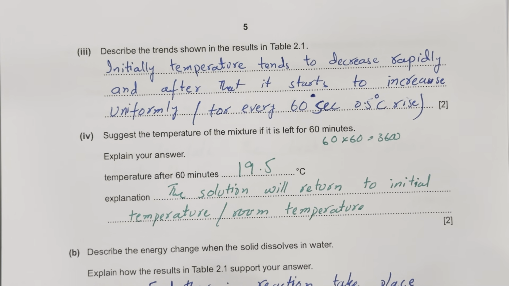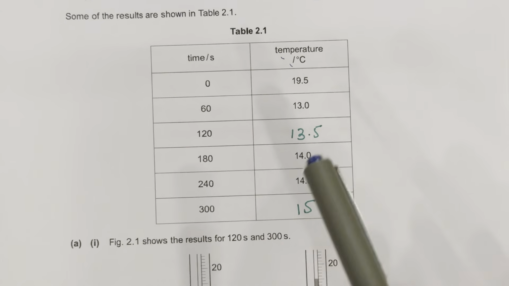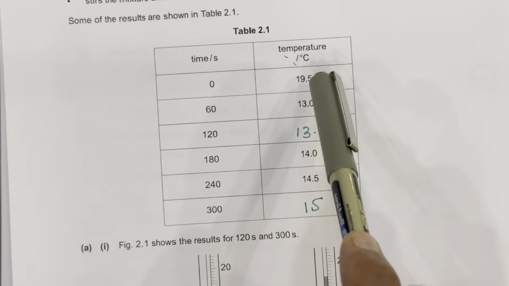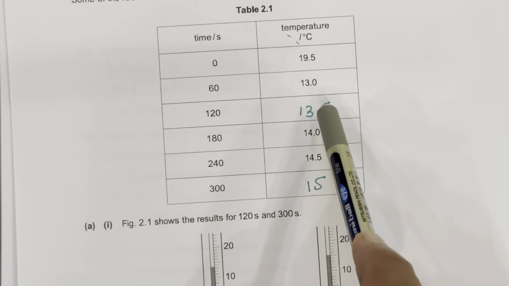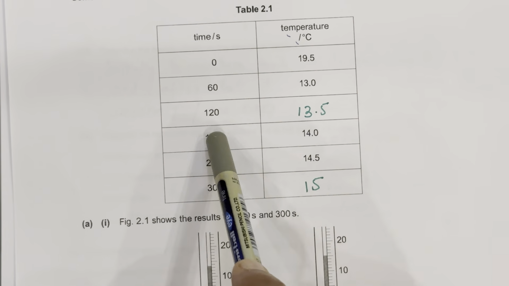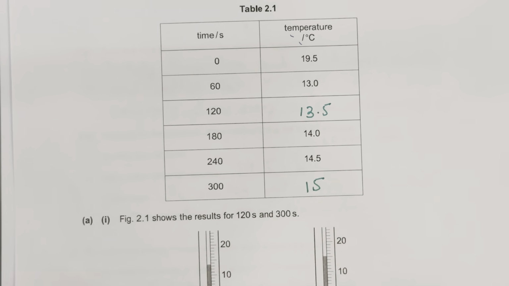Third part is to describe the trends shown in the result in Table 2.1. We can see from the table that initially the temperature drops rapidly from 19.5 to 13, but after that the temperature starts to increase. For every 60 seconds the temperature tends to increase by 0.5 degrees Celsius.